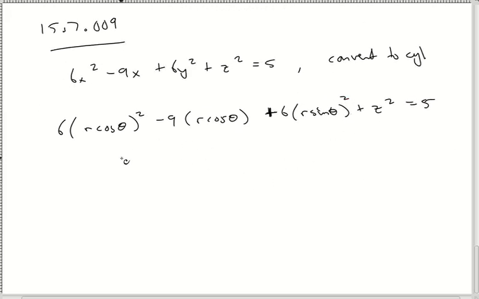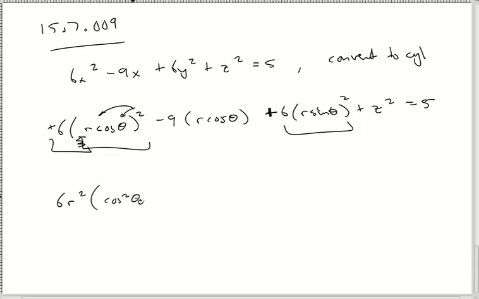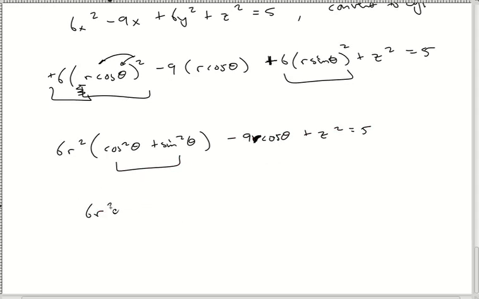Okay, so one thing in particular is that I see these two guys are very similar, heck, with the 6 in there even. And they're both positive also, so I'm going to essentially pull out a 6r squared. You see how if I distribute, I would have a square for those. And then I'm left with cosine squared plus sine squared. This guy right here, 9r cosine theta, nothing changes there much. My r is looking a little weird. Z squared equals 5. This guy is 1, so you can just get rid of that.